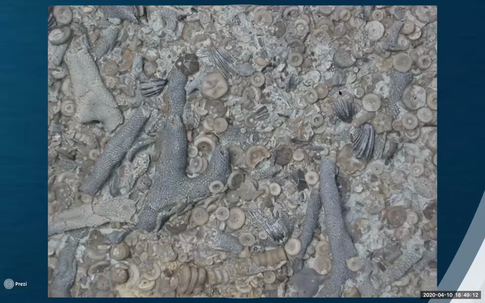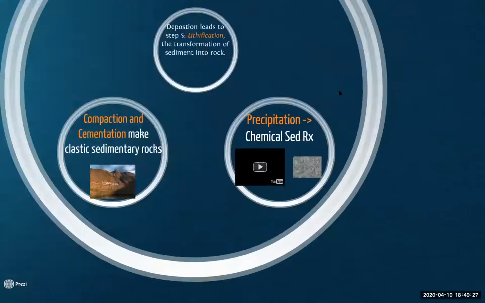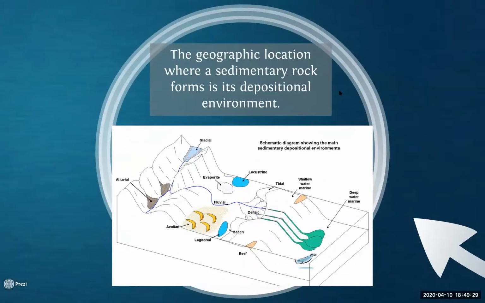Precipitation can make the shells of marine organisms, which can be preserved in rock as fossils. The geographic location where a sedimentary rock forms is its depositional environment.